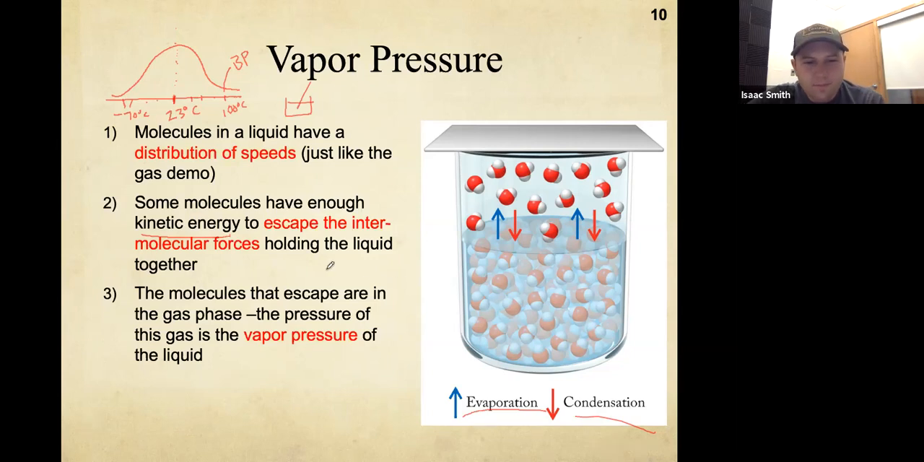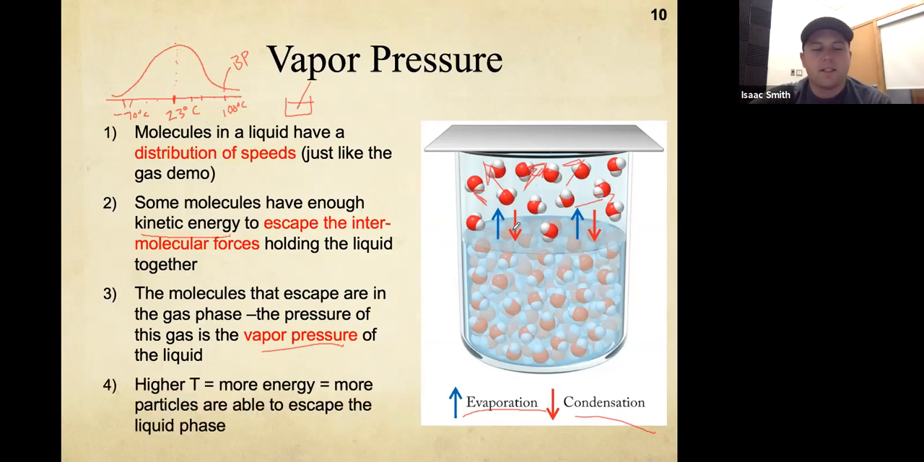Okay, so the molecules that escape are in the gas phase, and the pressure that this gas exerts is called the vapor pressure. So the vapor pressure is the pressure that this gas exerts on the walls of the container. All right, that's what vapor pressure is.